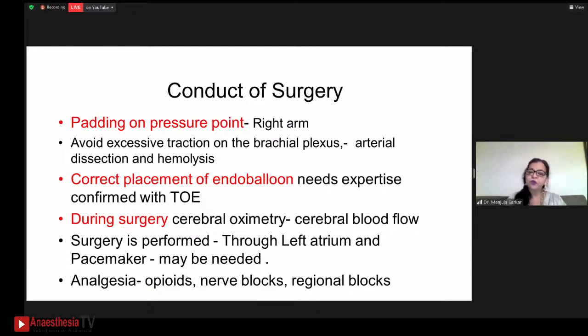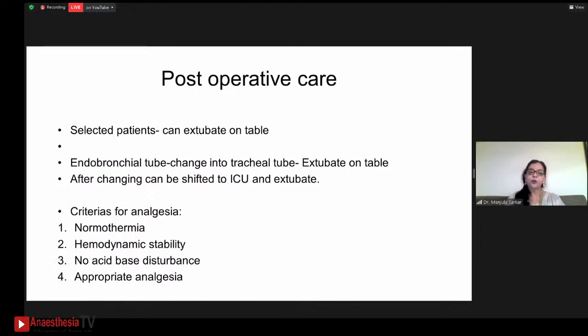Surgery is performed through the left atrium and a pacemaker may be needed. Analgesia: opioids, nerve blocks, and regional blocks can be given. Post-operative care: selected patients can be extubated on table. Endobronchial tube is changed into a tracheal tube and the patient extubated on table, or after changing, shifted to the ICU and extubated.